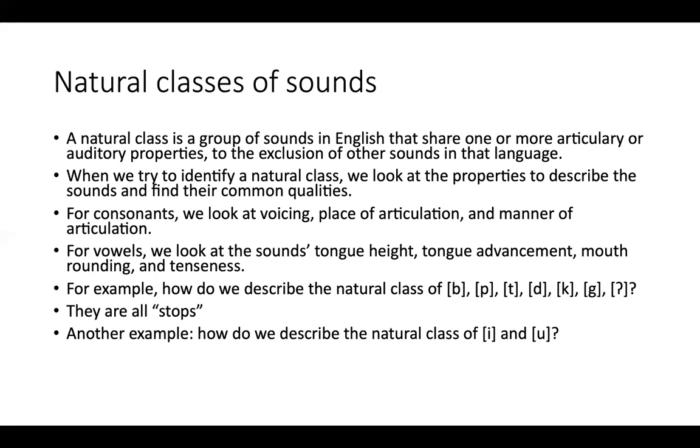Another example, how do we describe the natural class of the vowel sounds i and u? We look at their four features, right? Their tongue height, their tongue advancement, their mouth rounding, and tenseness. And after comparison, we know that these two are both high tense vowels, and this is their natural class.